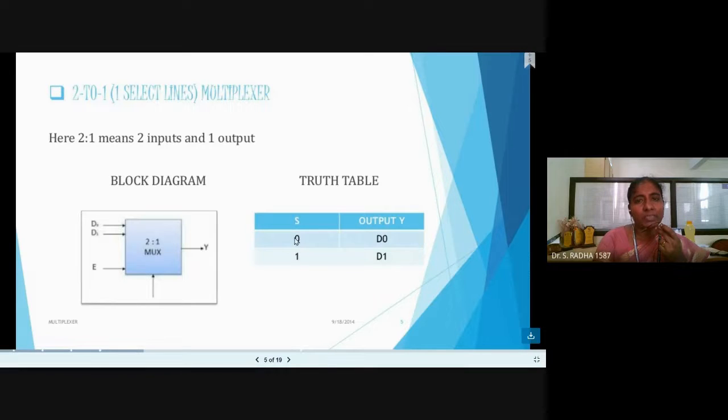If the selection line is 0, D0, the first input, will come at the output. First input will be passed on to the output, will travel to the output. So if the selection line is 1, then the second input will travel to the output. So at the output line, we can see the second input. Okay, this is about 2 by 1 multiplexer.